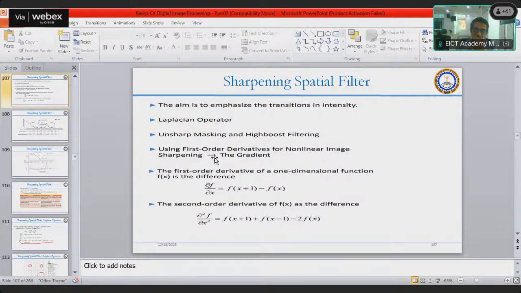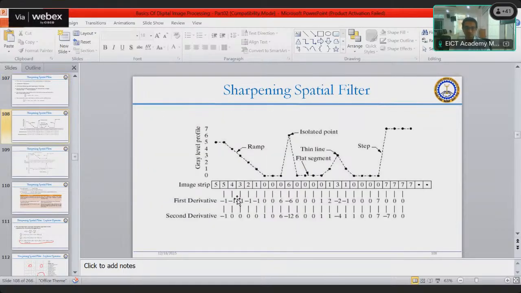So using first order derivative for non-linear. So what is this formula? This is delta f upon delta x equal to f(x plus 1) minus f(x). And what about the second order derivative? This is f(x plus 1) plus f(x minus 1) minus 2f(x), right? So that we are doing here.